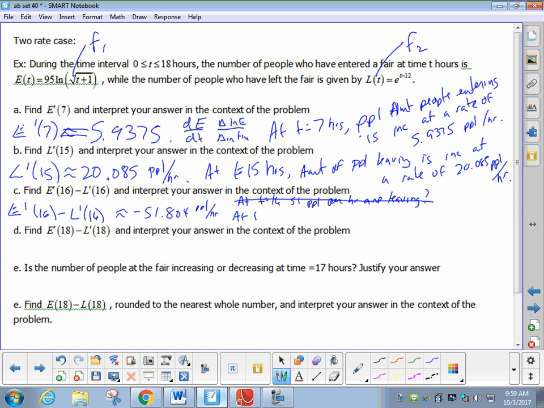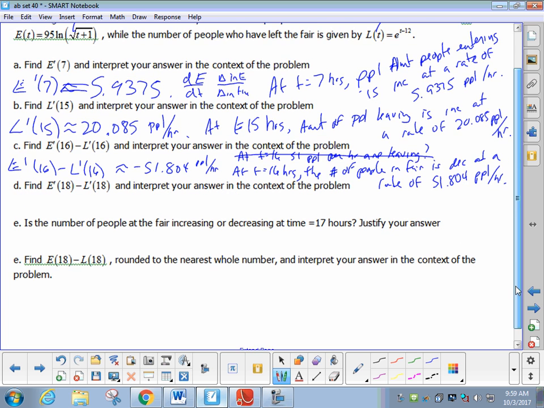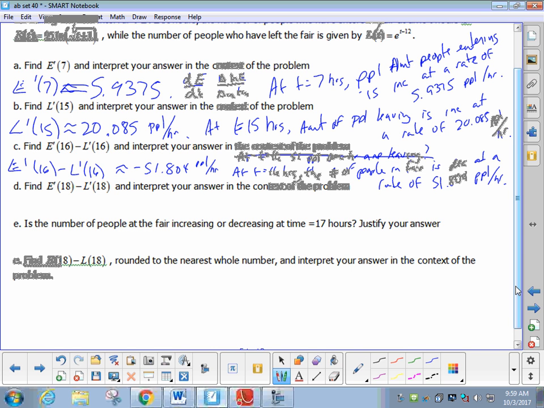So you'd say something like at time equals 16 hours, the number of people in the fair is decreasing, interpret the sign, at a rate of 51.804 people per hour. Okay? The number of people is decreasing, not that 51 people are leaving. That would be just L prime at 16.